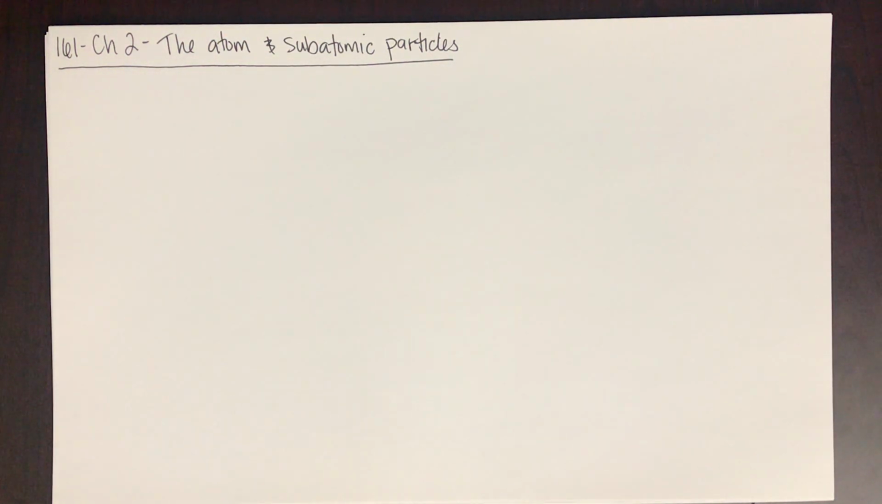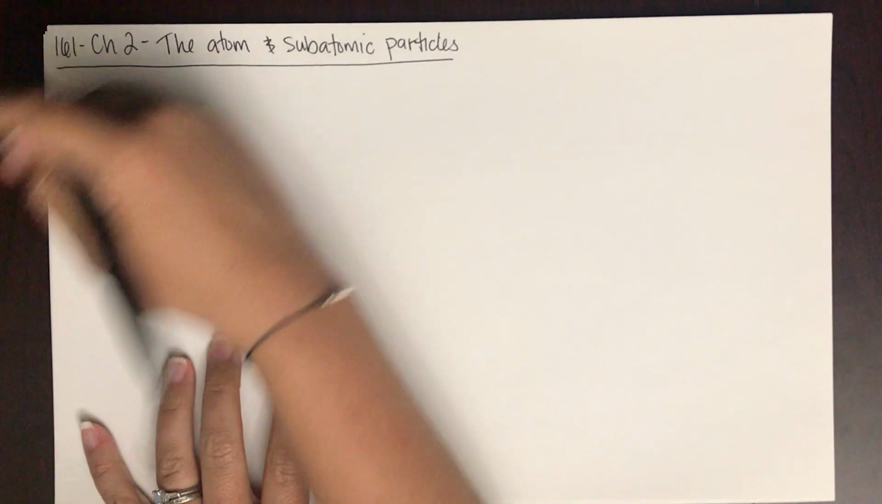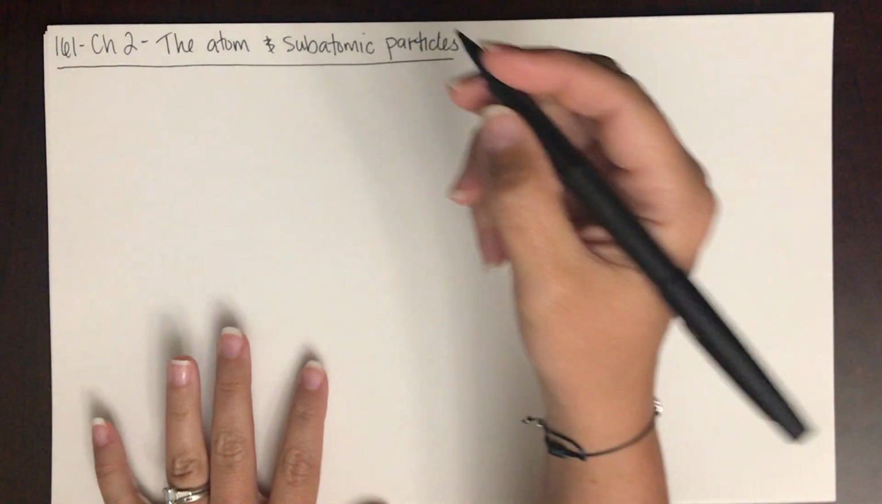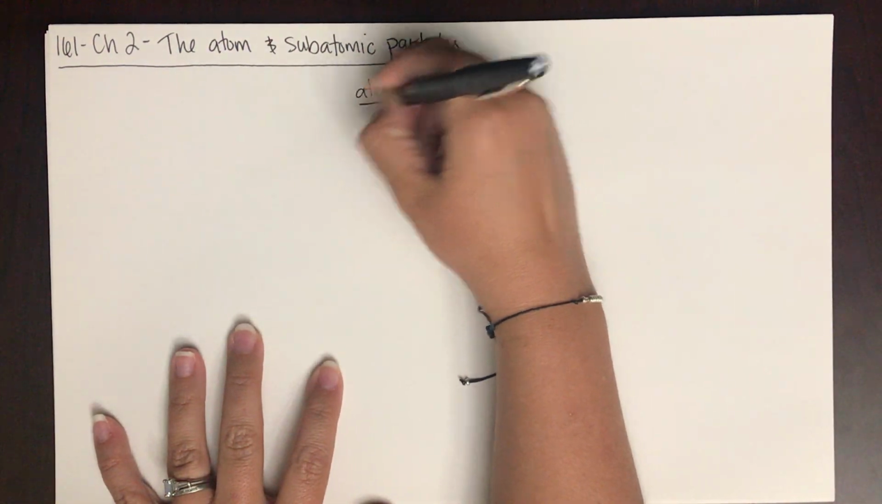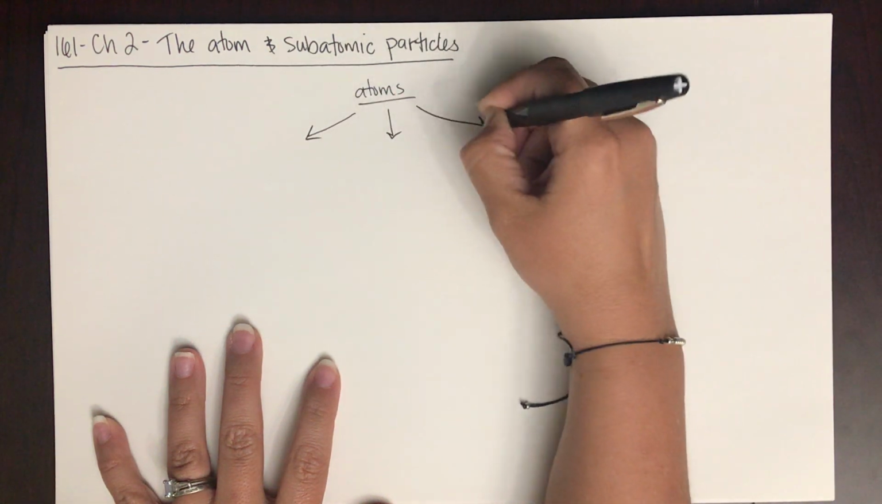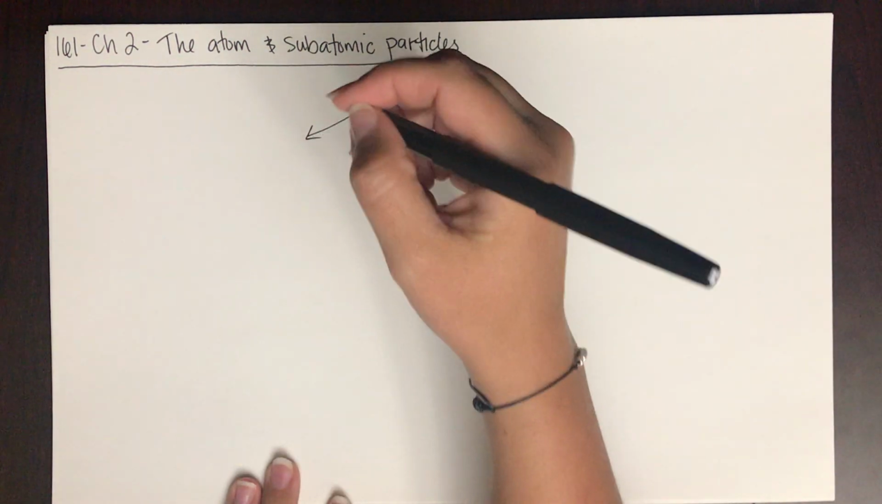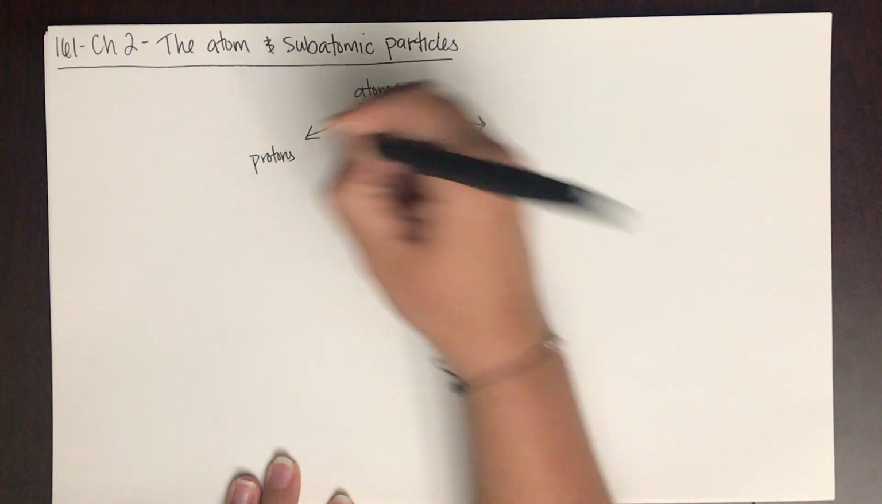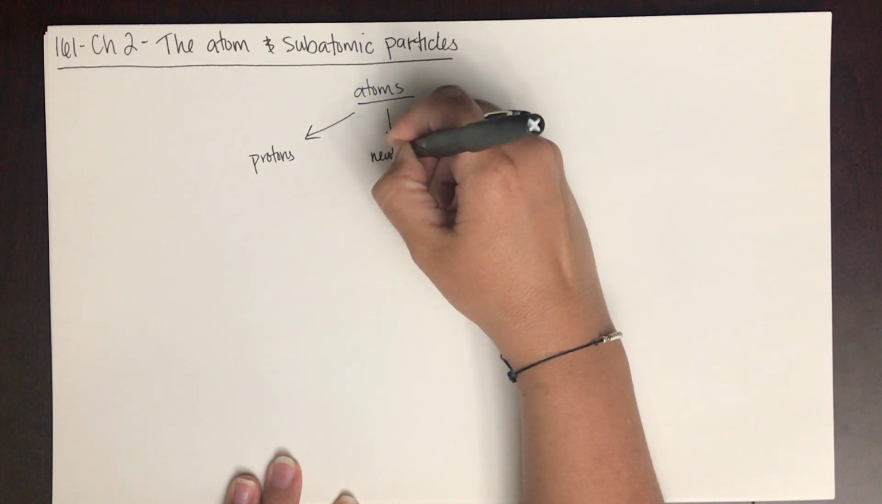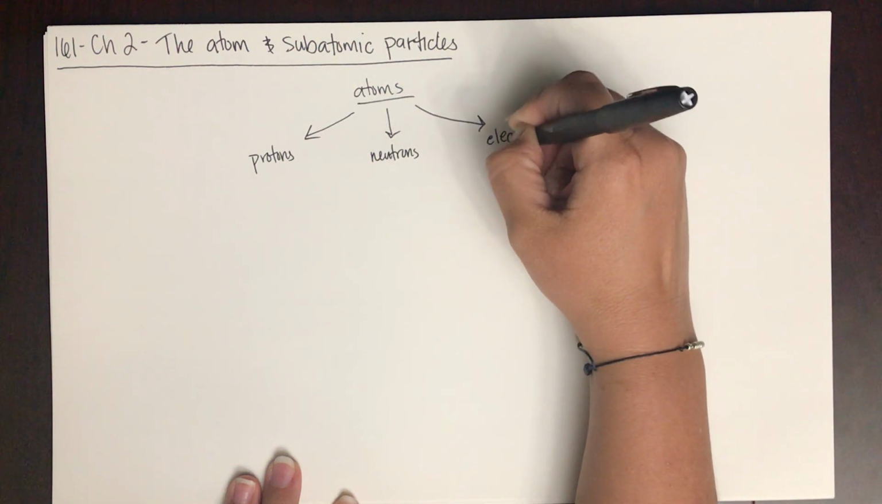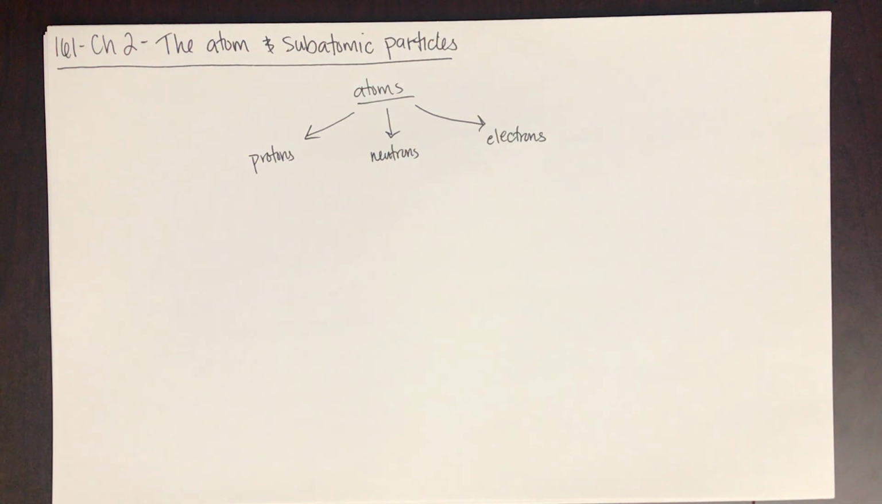Okay, so we're going to talk about the atom and subatomic particles. Atoms are made up of 3 subatomic particles: protons, neutrons, and electrons. We're going to take a few minutes and talk about each of these types of subatomic particles, where they're found within the atom, and how we represent them in different types of shorthand notation.